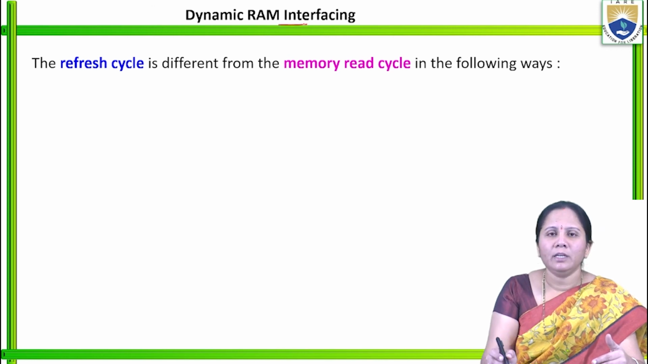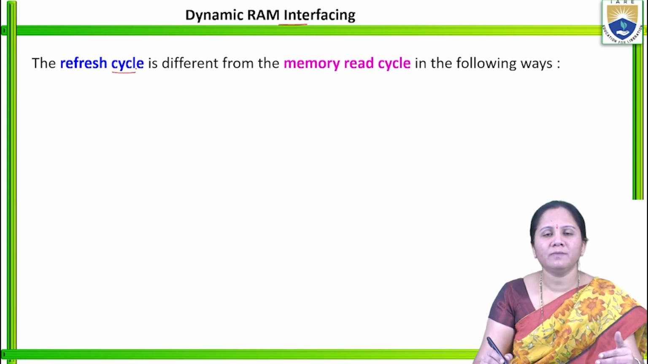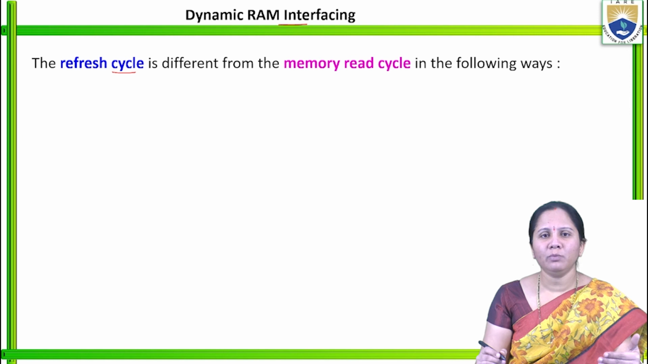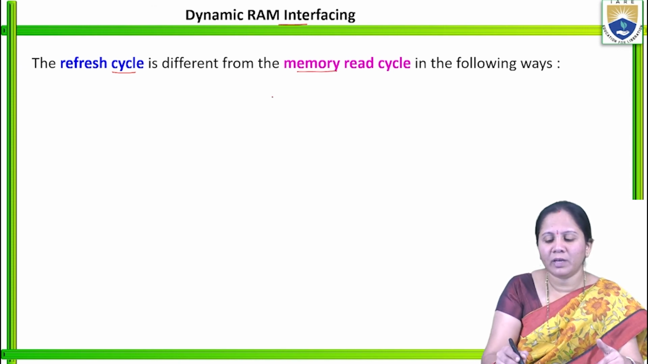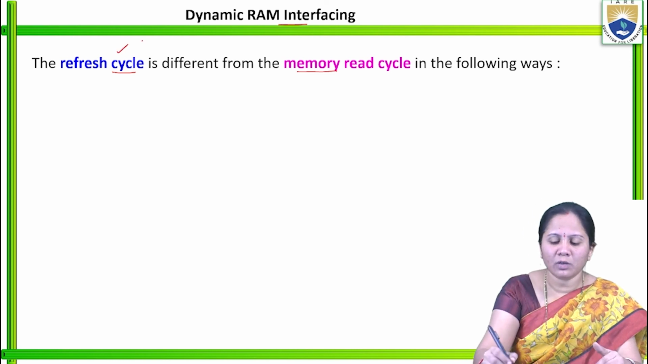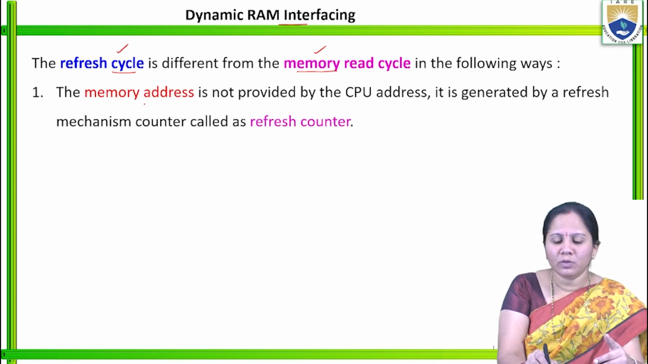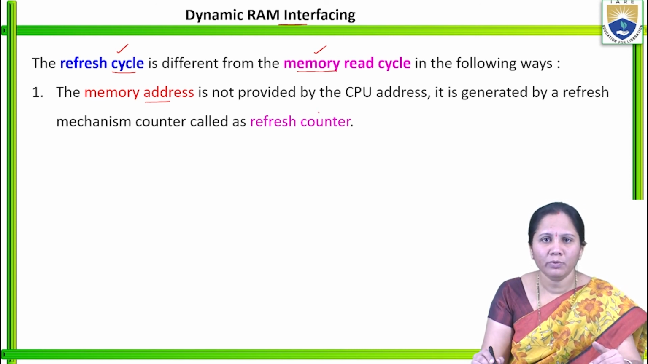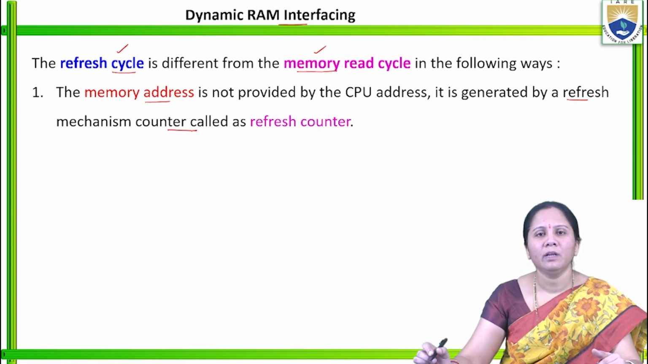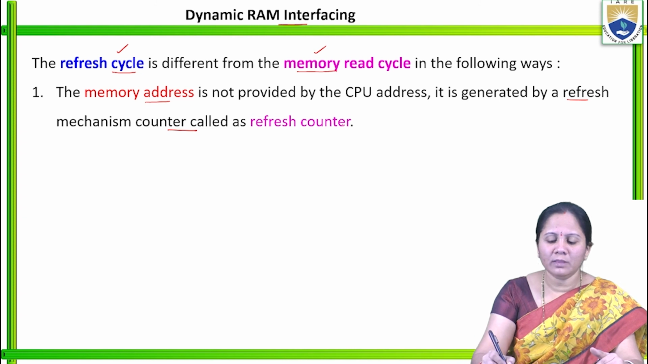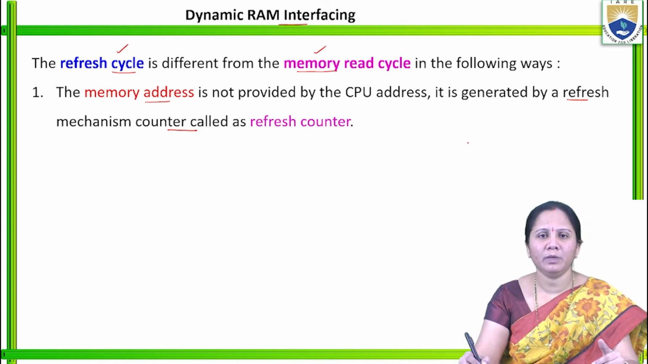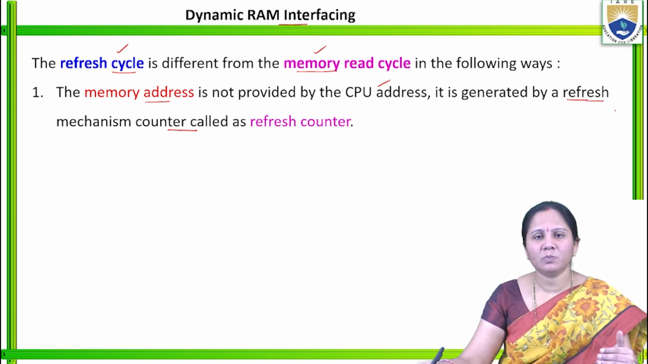Coming to dynamic RAM interfacing, the refresh cycle: as we have said, in order to avoid data loss problems, we have to refresh the DRAM cell every fixed interval of time. The refresh cycle is different from the memory read cycle, so these are the two things we are going to compare: how the refresh cycle happens and how the memory read cycle happens. The memory address is not provided by the CPU. It is generated by a refresh mechanism counter, which is called the refresh counter. So during the refresh cycle, the memory address is not provided by the microprocessor; it is provided by the refresh mechanism, with the help of the refresh counter.